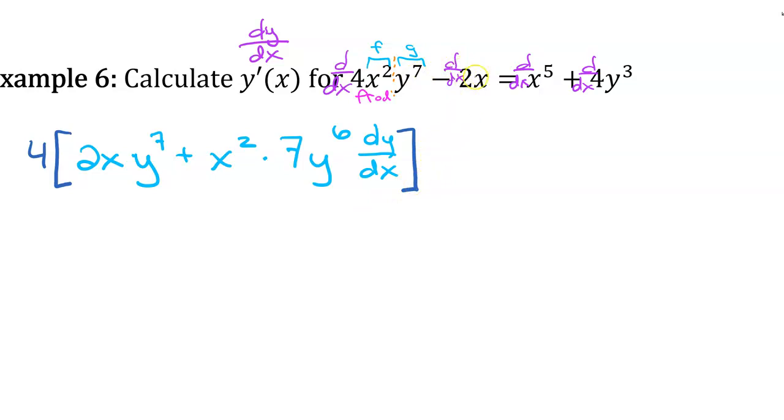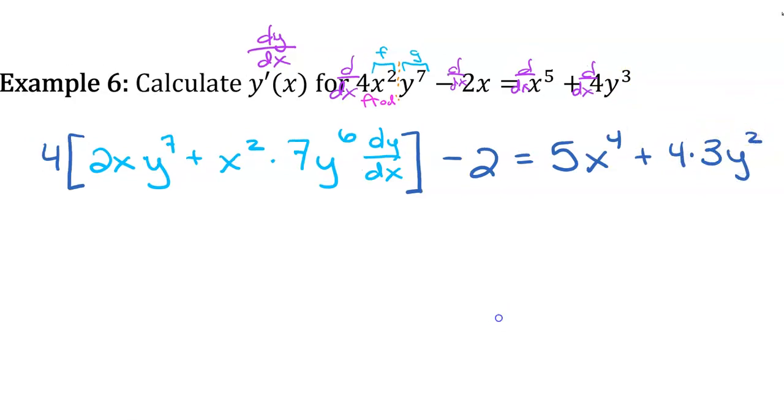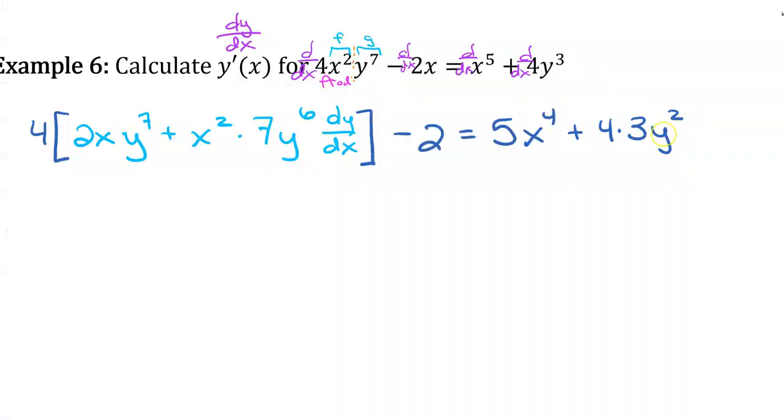So the next term, we have the derivative with respect to x of negative 2x, which will just be negative 2. And the same thing for the next one, 5x to the 4th, and then plus 4 times 3y squared and d/dx. So we're dealing with y this time, dy/dx.